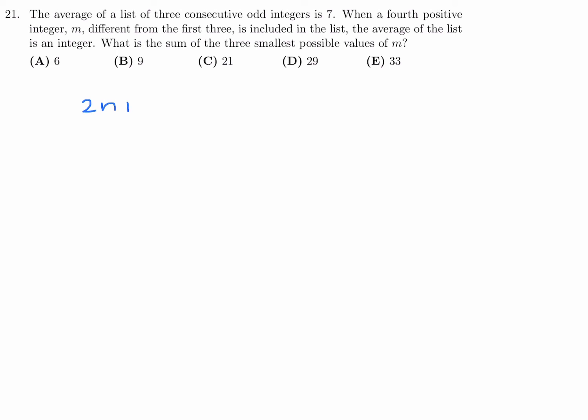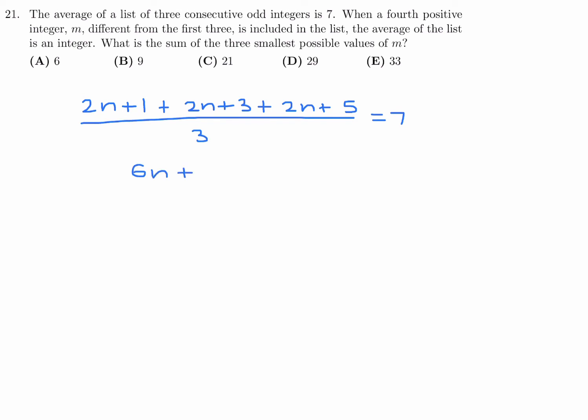Well, we have 3 consecutive odd integers. So an odd integer will be of the form 2n plus 1. So if I have 3 consecutive, 2n plus 3 and 2n plus 5. Now we are taking the average of those, so add them up and divide by 3. And they're saying that's 7. Okay, so this would be 6n plus 9 is equal to 21. So therefore 6n is equal to 12. Therefore n is 2. If n is 2, those integers were 5, 7, and 9.